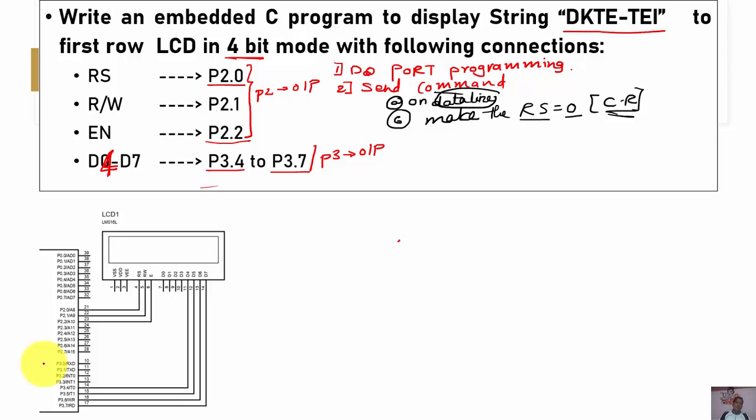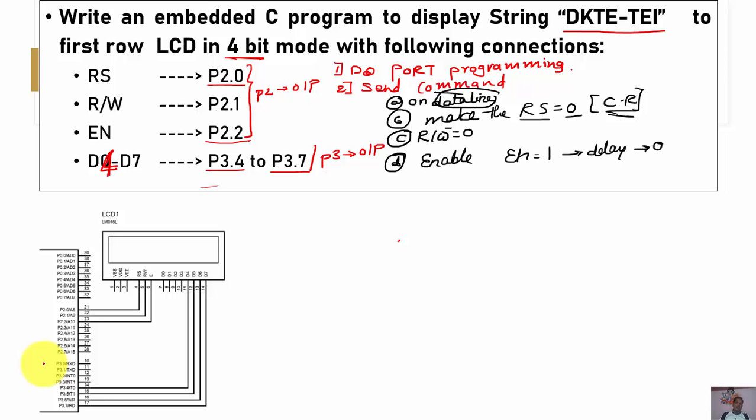The third step is to make R/W bar equal to 0, since we are dealing with a writing operation, and then enable the LCD. How do we enable it? Make the EN bit equal to 1, introduce some delay, and again make the EN bit equal to 0. So these are the steps that we have to follow.